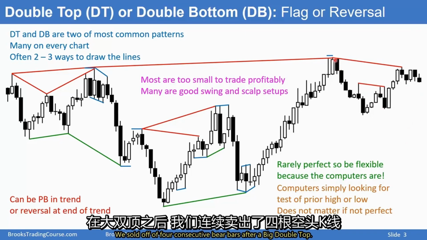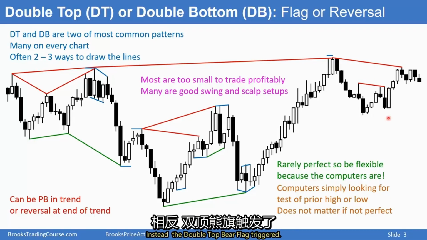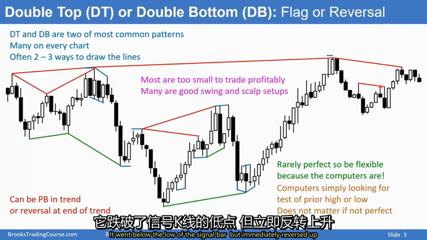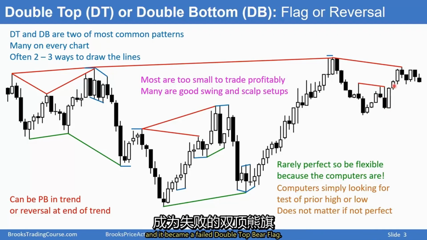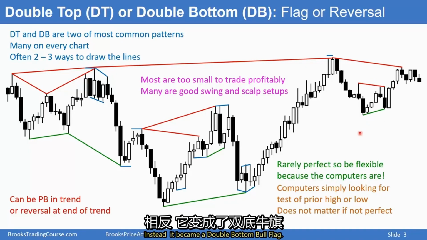Double top bear flag. We sold off of 4 consecutive bear bars after a big double top. This could be the start of a big bear trend. Instead, the double top bear flag triggered. It went below the low of the signal bar, but immediately reversed up, and it became a failed double top bear flag. Instead, it became a double bottom bull flag.